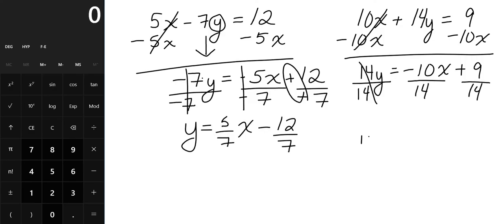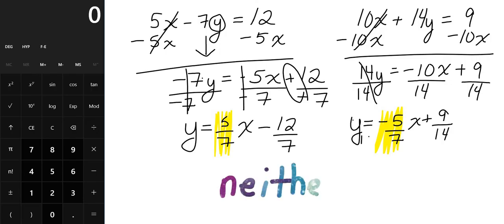So we have y equals negative 10 and 14. You're going to get a negative. 10 and 14 can be divided by 2. That's our greatest common factor. So I'm going to simplify to negative 5 over 7 x plus 9 over 14. Now remember what we care about when we care about figuring out if it's parallel, perpendicular, or neither. All we care about is slope. So we have 5 over 7 and negative 5 over 7. It's kind of tricky. The answer is neither.